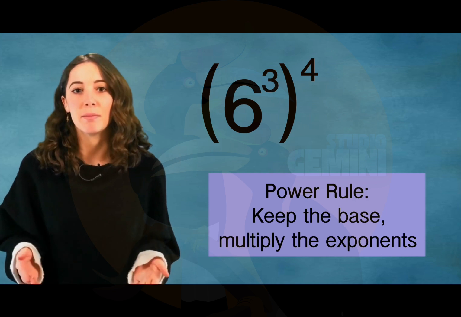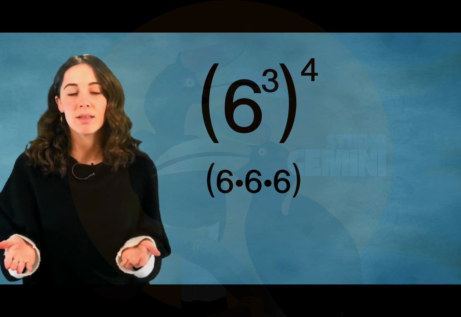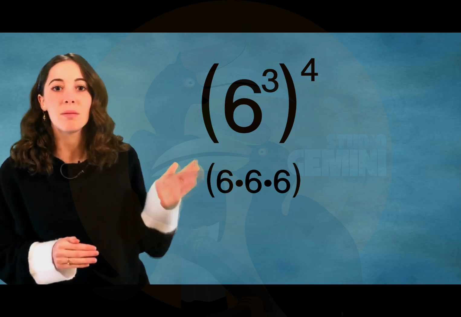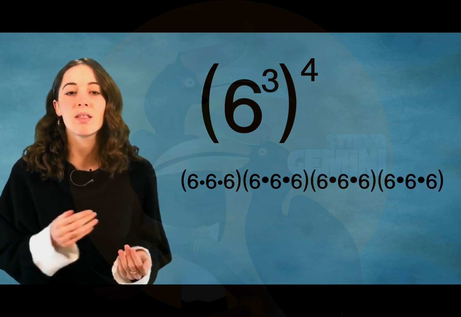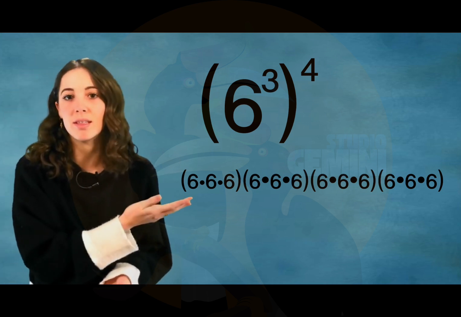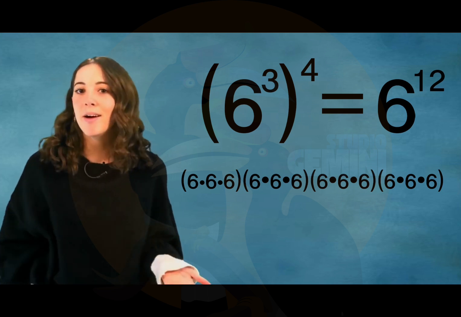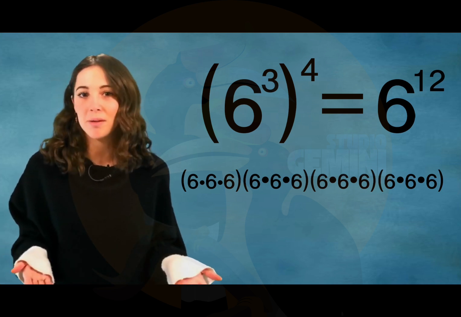Let's look at an example and see why this works. 6 to the third is the same as 6 times 6 times 6. And 6 to the third in parentheses raised to the fourth is the same as 6 times 6 times 6 4 times. Notice, if we multiply 6 to the third 4 times, we end up with 12 sixes. This means we have 6 to the 12th power. Now, let's use the power rule and see how we can get this same answer a lot quicker.